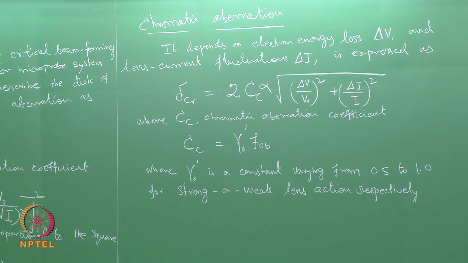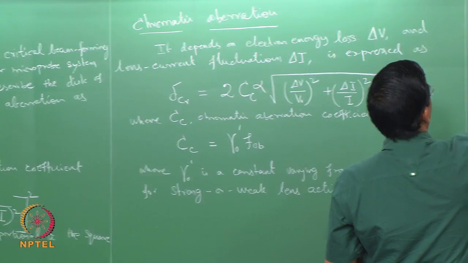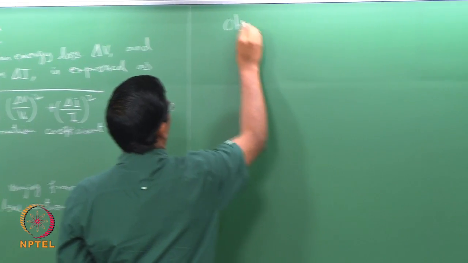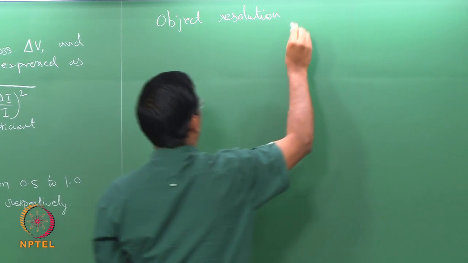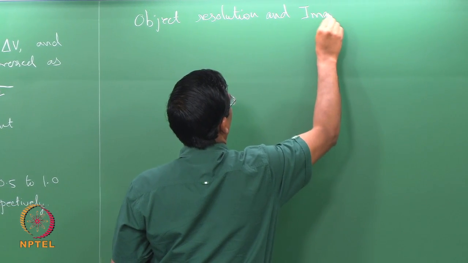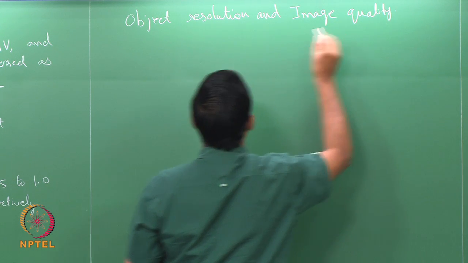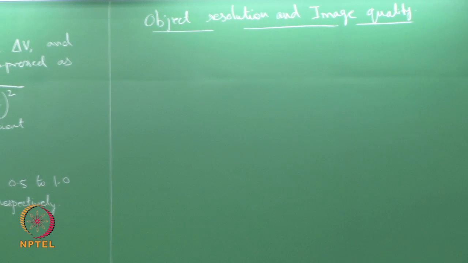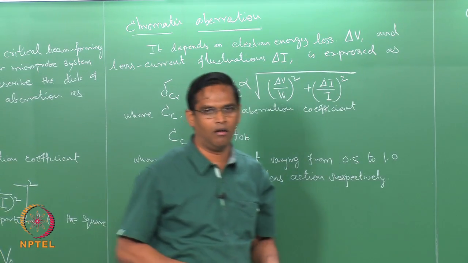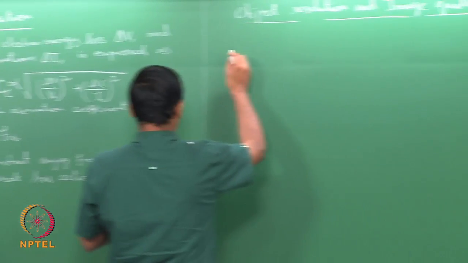So now we will see how all these aberrations, we will now try to write some expressions for object resolution and then image quality involving all these aberrations which we talk about.